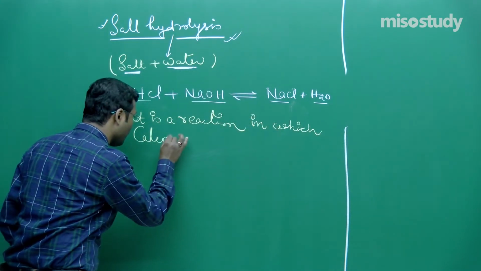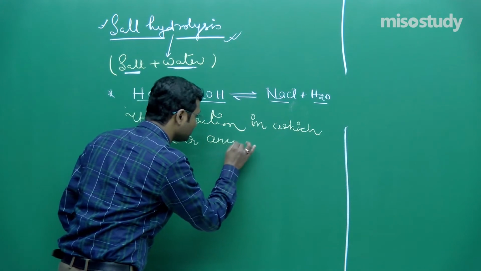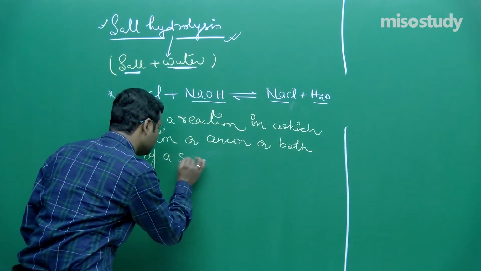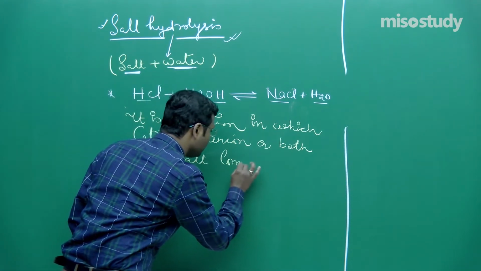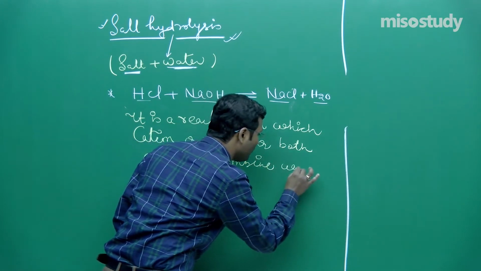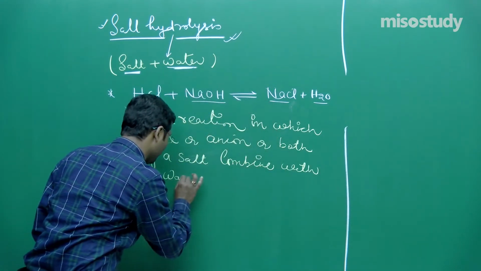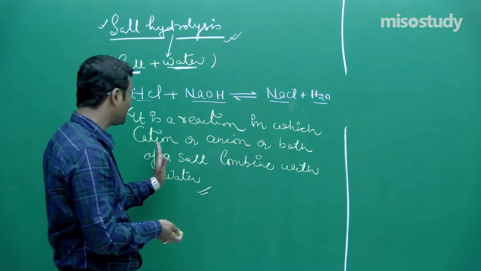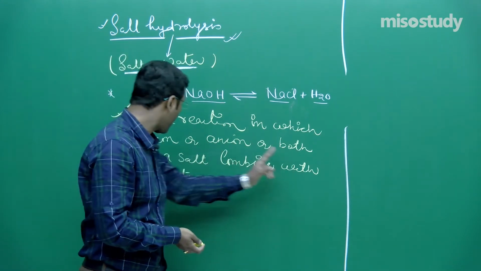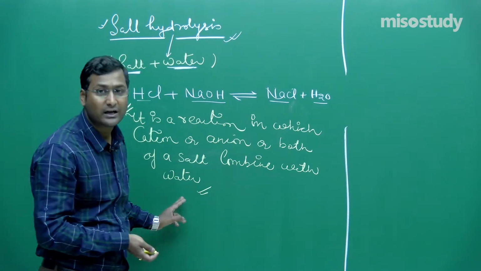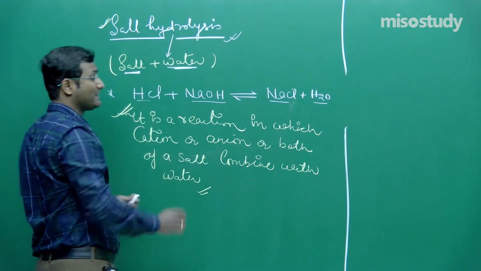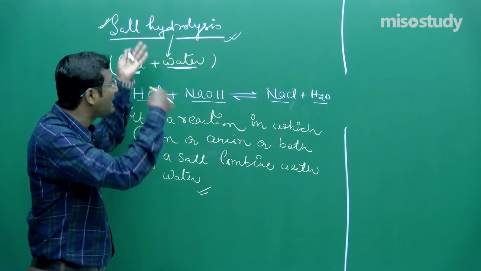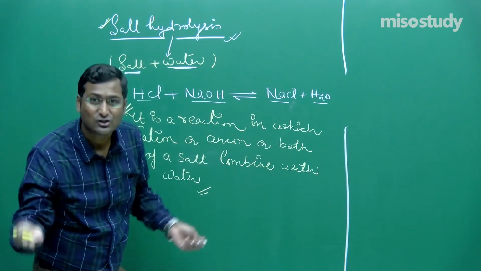cation or anion or both of a salt combine with water. Is it easy for you? This is the definition. It is a reaction in which cation or anion or both of a salt combine with water. So it is known as salt hydrolysis. In other words, you can say the reverse of neutralization is salt hydrolysis. As the name says, salt plus water is salt hydrolysis.